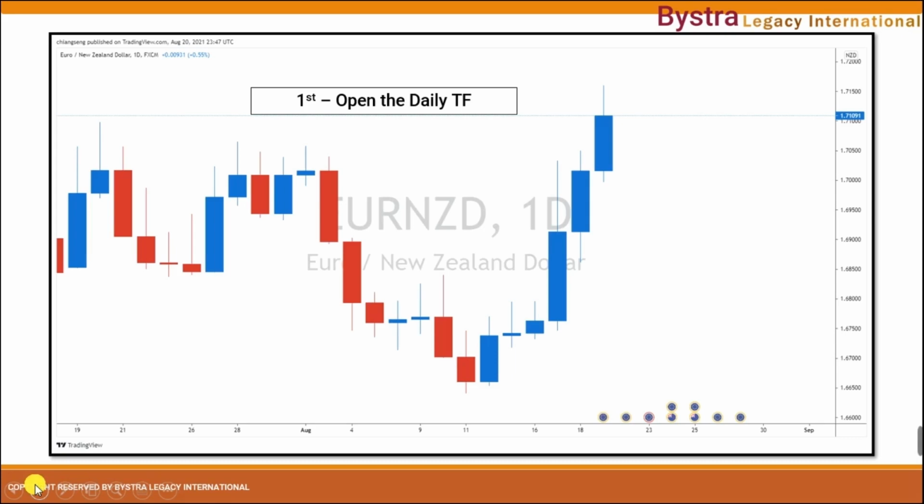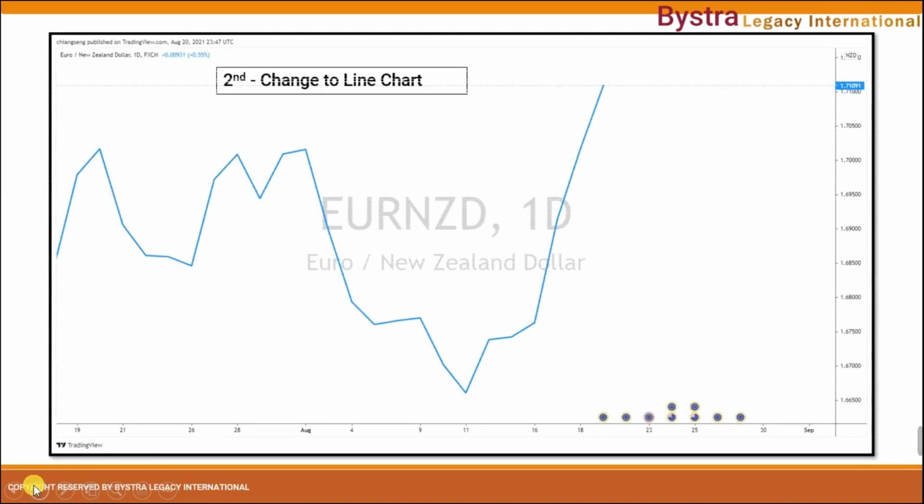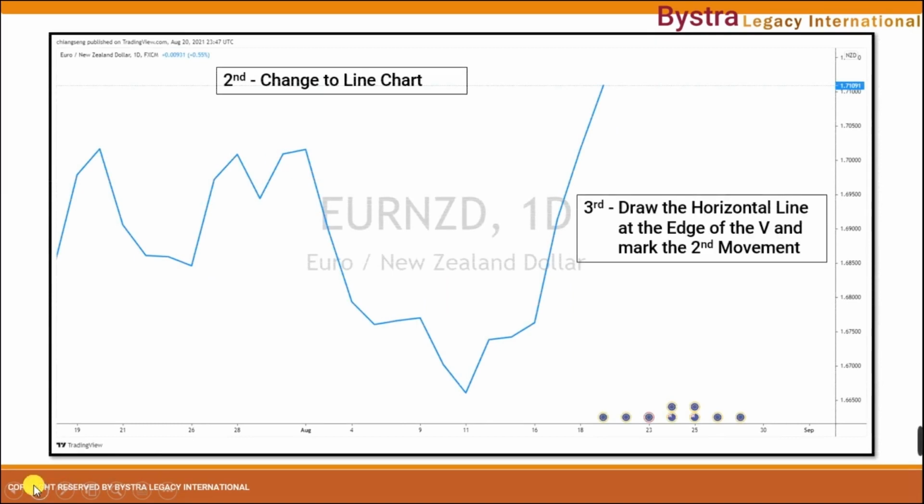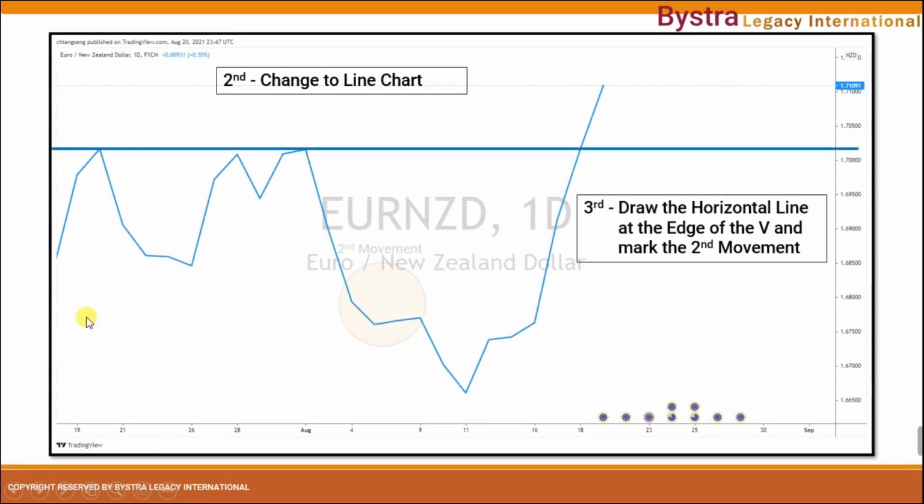The second movement breakout happens very often. So I'm going to show you something that is not often, that is the resistance or the support that is not the second movement breakout. So come back to here, we open on the daily time frame. Next, we go to the line chart. Third, we mark the horizontal line at the resistance. Then we mark the second movement of the horizontal line.